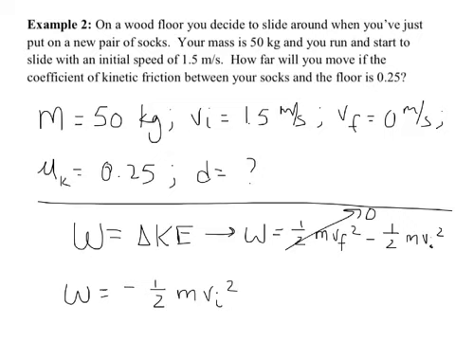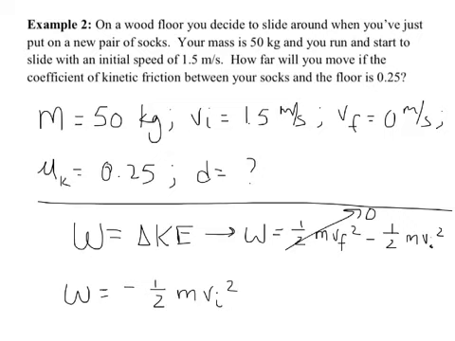Again, my work kinetic energy theorem tells me that the work done on an object is equal to the change in the object's kinetic energy, which is final minus initial. The final velocity happens to be 0, therefore that portion drops off. So this is the resulting work kinetic energy theorem.